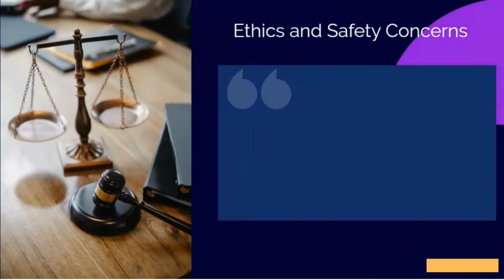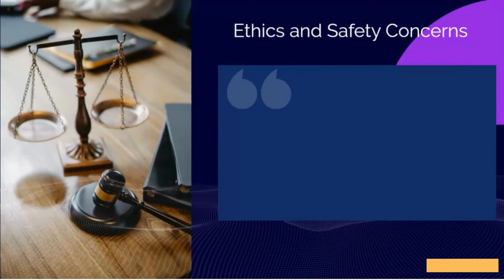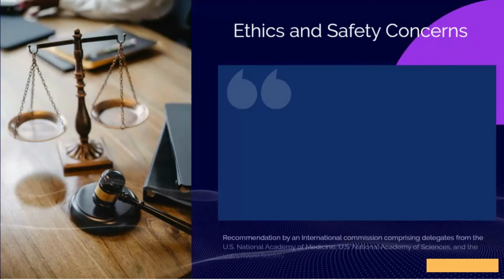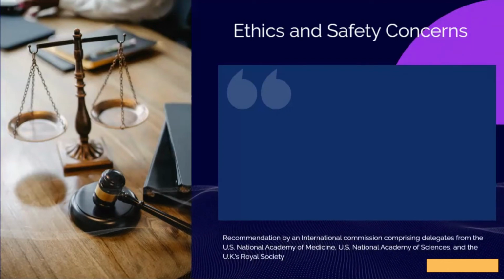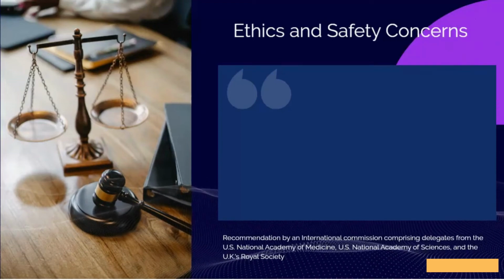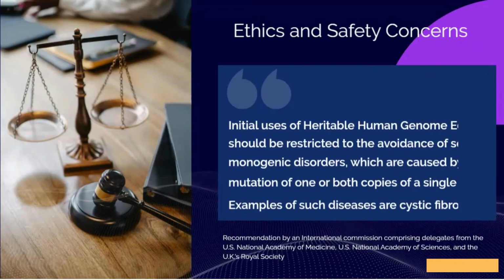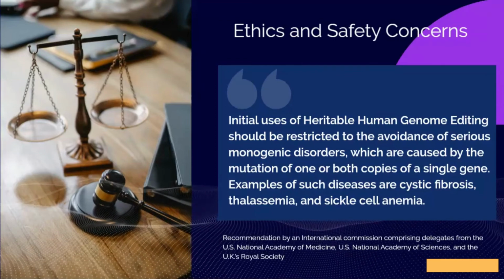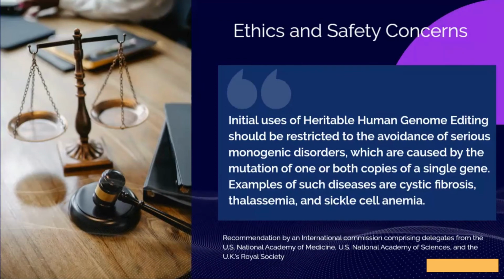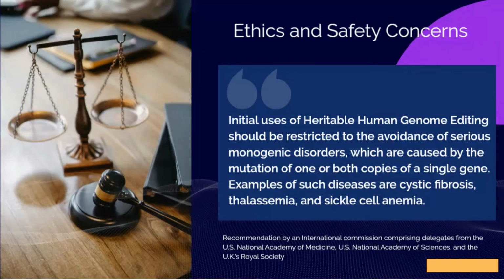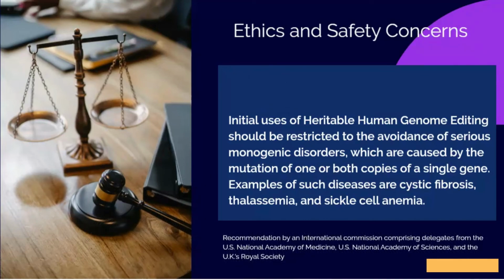Before any nation decides whether to legalize the clinical use of heritable human genome editing, with the aim of establishing a pregnancy, much social and scientific debate is required. Ideally, we don't want a world in which there is a possibility of creating designer babies, for purposes of enhanced capabilities, for example in sports. Initial uses of heritable human genome editing should therefore be restricted to the avoidance of serious monogenic disorders, which are caused by the mutation of one or both copies of a single gene. Examples of such diseases are cystic fibrosis, thalassemia, and sickle cell anemia.